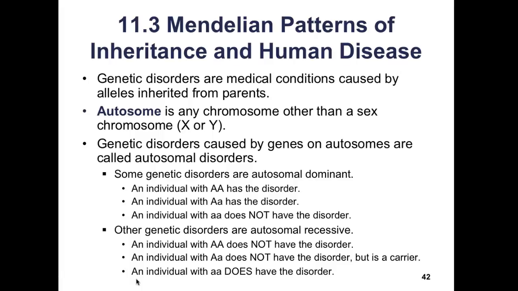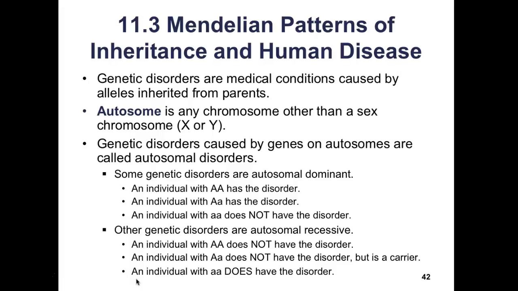So basically, autosomal genetic disorders are any genetic disorder or trait that is expressed on any chromosome other than the sex chromosomes, which are X and Y. When we looked at that karyotype, we know that chromosome pairs 1 through 22 are considered the autosomal chromosomes, and therefore they would have these genes and would be considered autosomal related traits. So genetic disorders can be caused by genes on autosomes, called autosomal disorders.